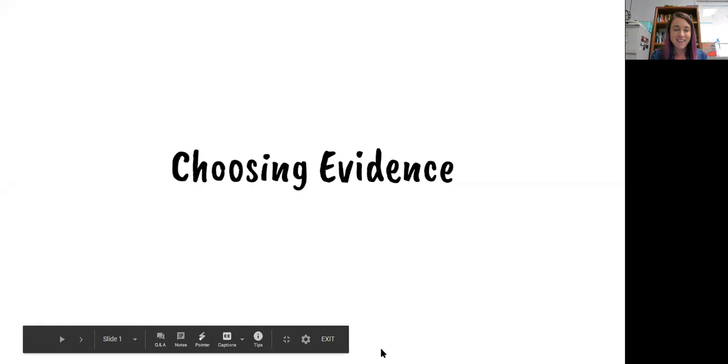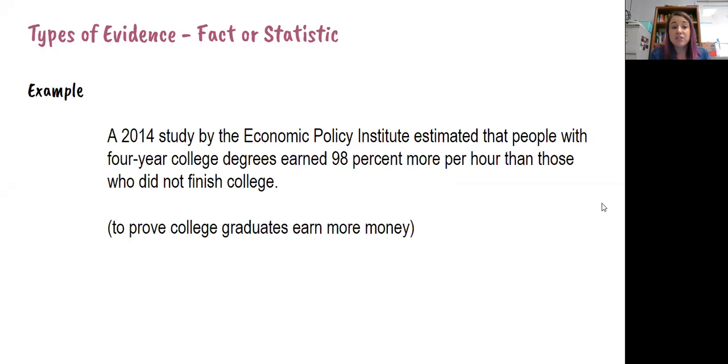Well, hey, we are going to talk about choosing evidence today for our essays that we're writing. And we are using evidence because we want to make sure that our opinions are stronger. So we are going to look into 5 different types of evidence that we can use to support our arguments. Okay. The first type of evidence is a fact or statistic.